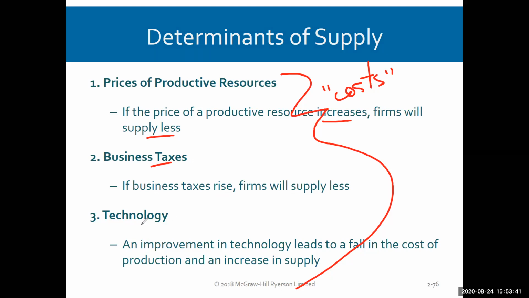And the last one that you can loosely tie to costs is if there's an improvement in technology, well, that'll lead to a fall in the average cost of production across all the products. So that will be an increase in supply. Improvements in technology usually reduce costs, so firms can supply more. That will lead to an increase in supply. So those are the first 3 that we're looking at. Let's take a look at the next 3.